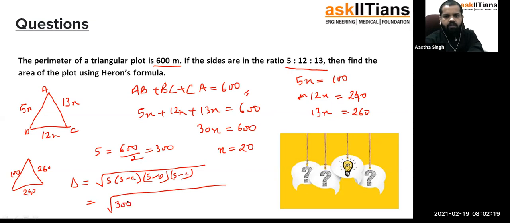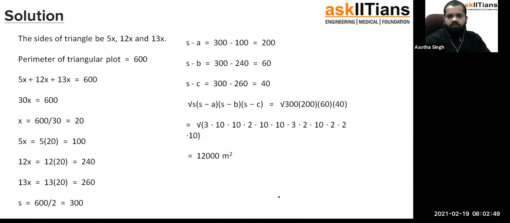So it is basically under root of 300, 300 minus 100 will be 200, right? 300 minus 240 will be 60. 300 minus 260 will be 40. Right, guys? Just calculate the under root of these. You will get to know the area of the triangle in meter square. Let's see how the question is solved. So 300 into 200 into 60 into 40.